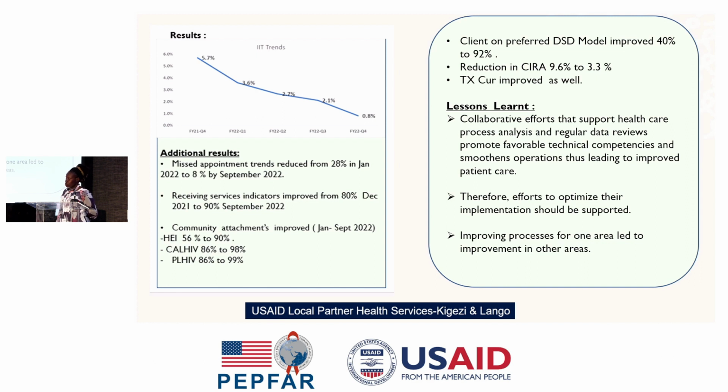Our SIRA has also reduced from 9.6 as of quarter 1 to 3.3. And generally, our TX_CURR has also improved, which is the goal of the HIV program. And then what have we learned? That collaborative efforts support healthcare processes, and they improve performance. We also noted that efforts that support collaborative implementation should be strengthened where need be.